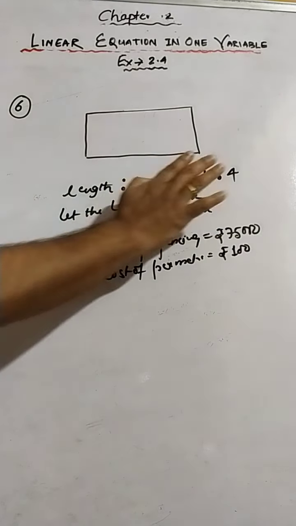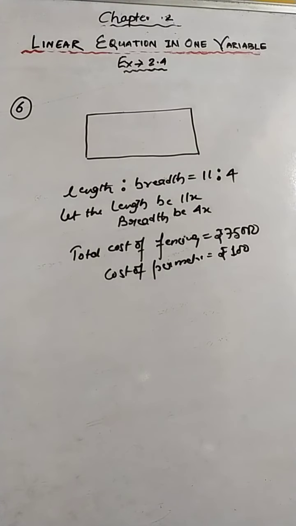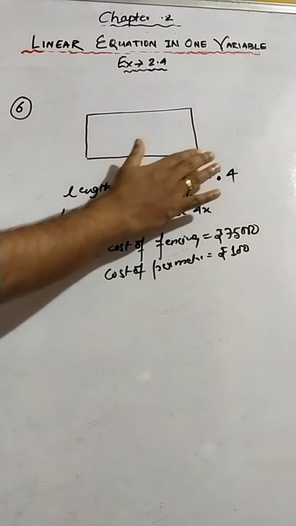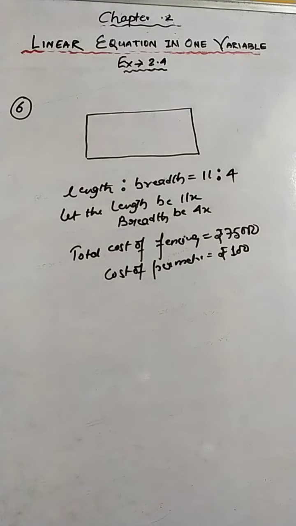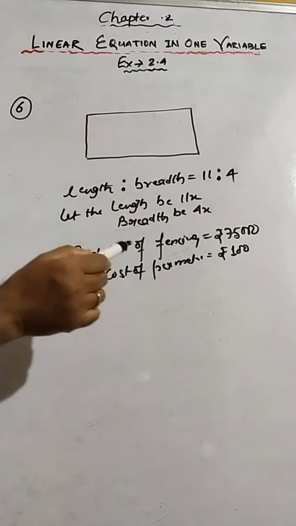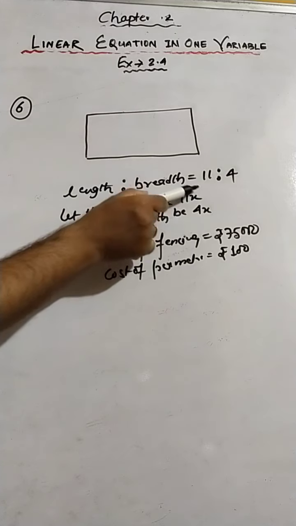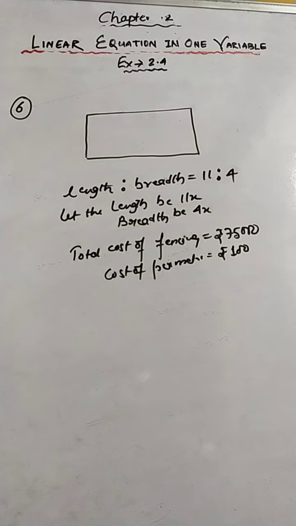Okay, that means village panchayat wants to fence the entire plot, isn't it? So entire plot fencing means a person who will fence this entire plot needs to know the perimeter of this particular plot, isn't it? Now we have to get the perimeter first, and to get the perimeter you need to know what is length and what is breadth. So we already know what is length, it is 11x, and what is breadth, it is 4x. So we'll find the perimeter of the plot.